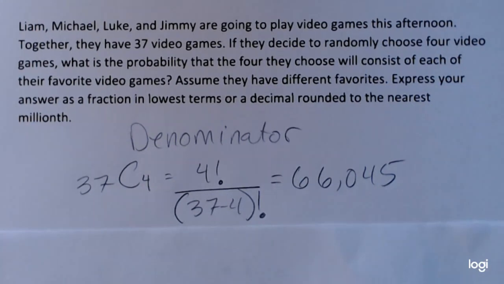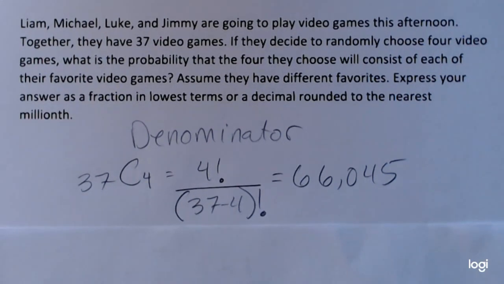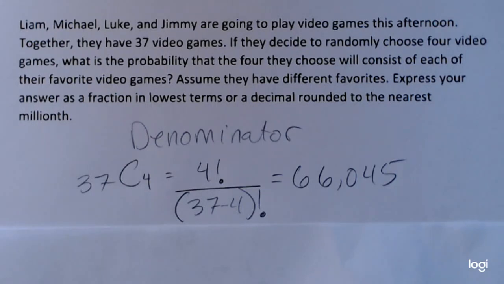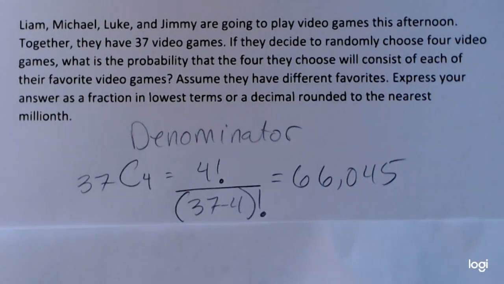If you want to use the formula by hand, that's going to be 37 factorial over 4 factorial times 37 minus 4 factorial. Or you could use your calculator's built-in combination function. When I calculated that, I got 66,045 different subsets of 4 out of 37. Now, the numerator is going to be just one of those combinations. There's only one way to get 4 videos that happen to be their favorites.